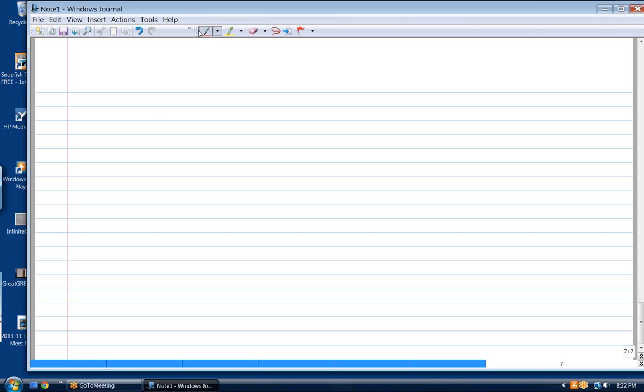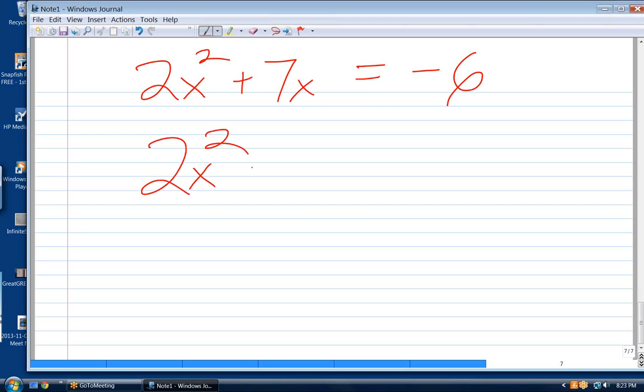Last one on my set is 2x squared plus 7x equals negative 6. Okay? What's the first step we're going to do here? Put it in standard form. Okay, which is to say what? Add the 6 to get it on the other side.